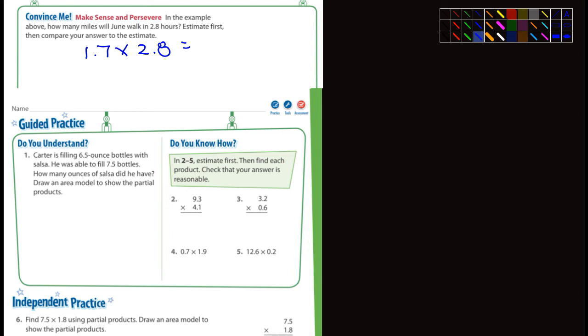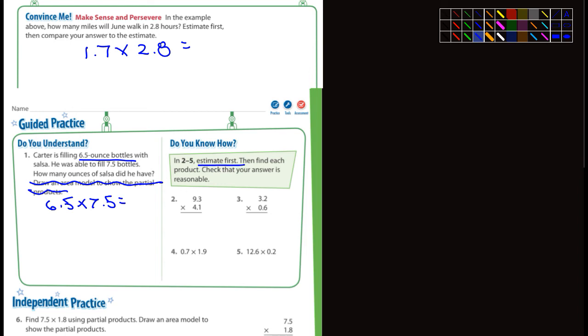Number 1 says Carter is filling 6.5 ounce bottles with salsa. He's able to fill 7.5 bottles. How many ounces of salsa did he have? Well, it's just simply going to be 6.5 times 7.5. Then you're going to get your answer. It says draw an area model to show the partial products. You don't have to do that unless you want to. It's up to you.